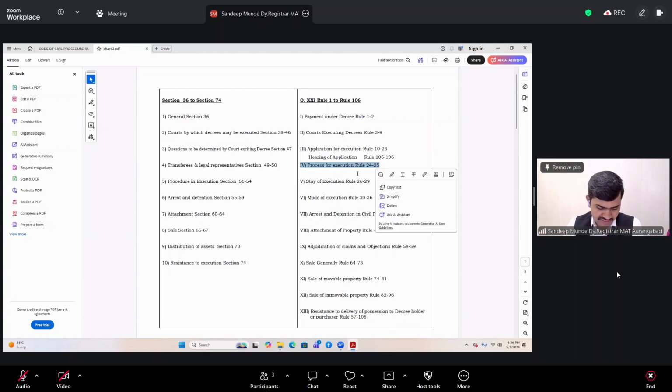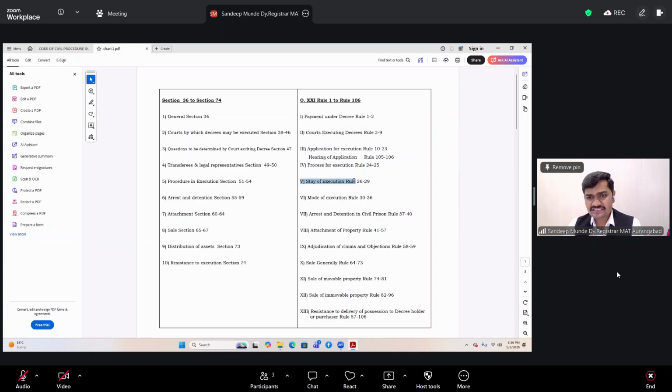Now the next part, the process of execution, Rules 24 to 25. When the preliminary measures required by the foregoing rules have been taken, the court shall, unless it sees cause to the contrary, issue its process for the execution of the decree and order endorsement on the process, according to Rules 24 and 25. It is required to give the process for execution.